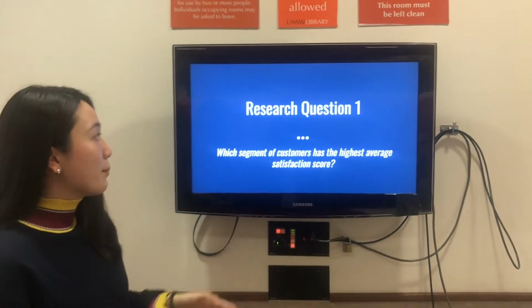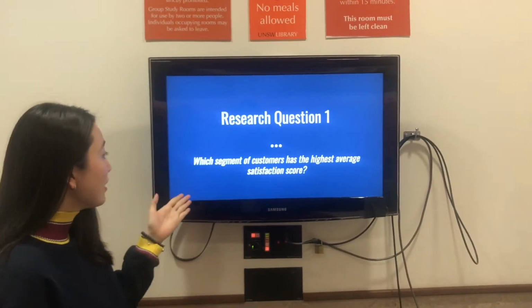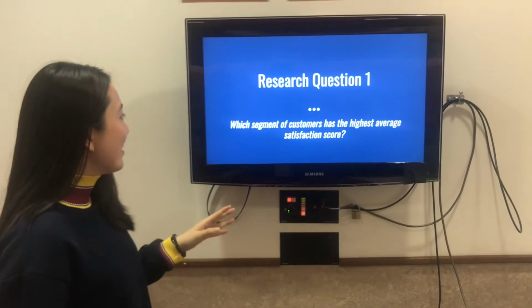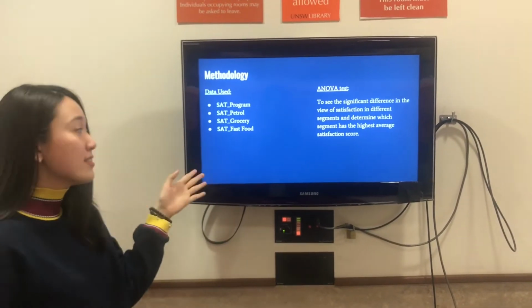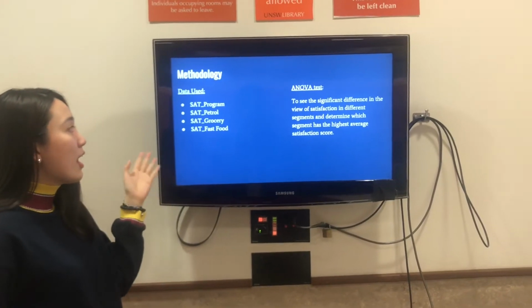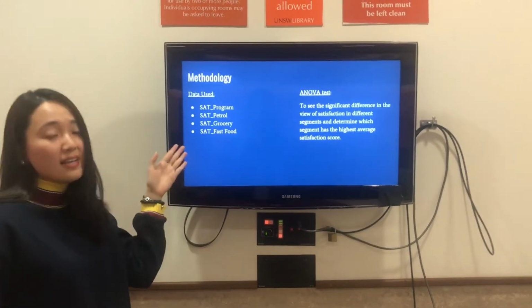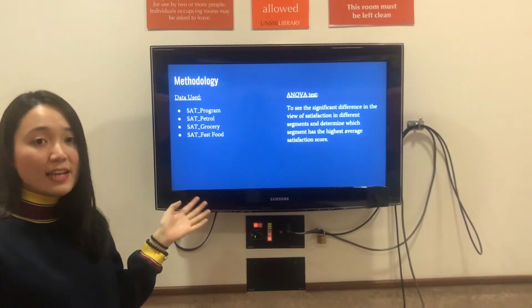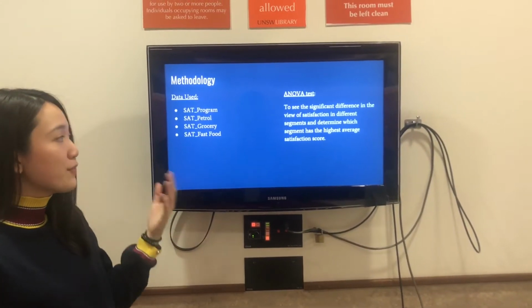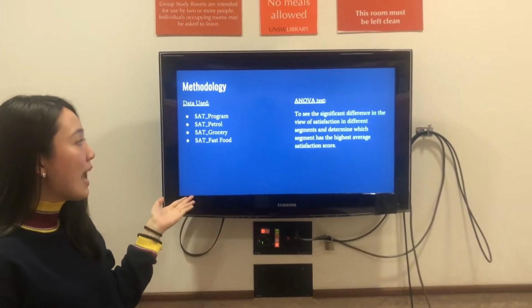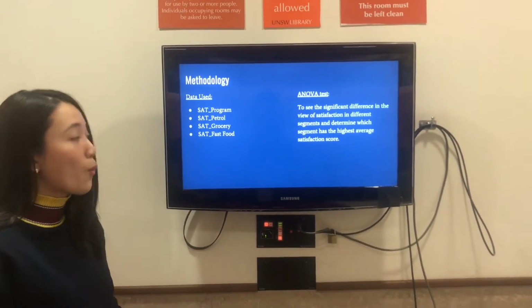So I will continue to talk about research question 1. Which segment of the customer has the highest average satisfaction score? The data we need to answer this question is the satisfaction in the whole program and the satisfaction between the 3 merchants: petrol, grocery, fast food. And we use the ANOVA test to see the significant difference in the view of the satisfaction in the different segments, and also we determine which segment has the highest average satisfaction score.